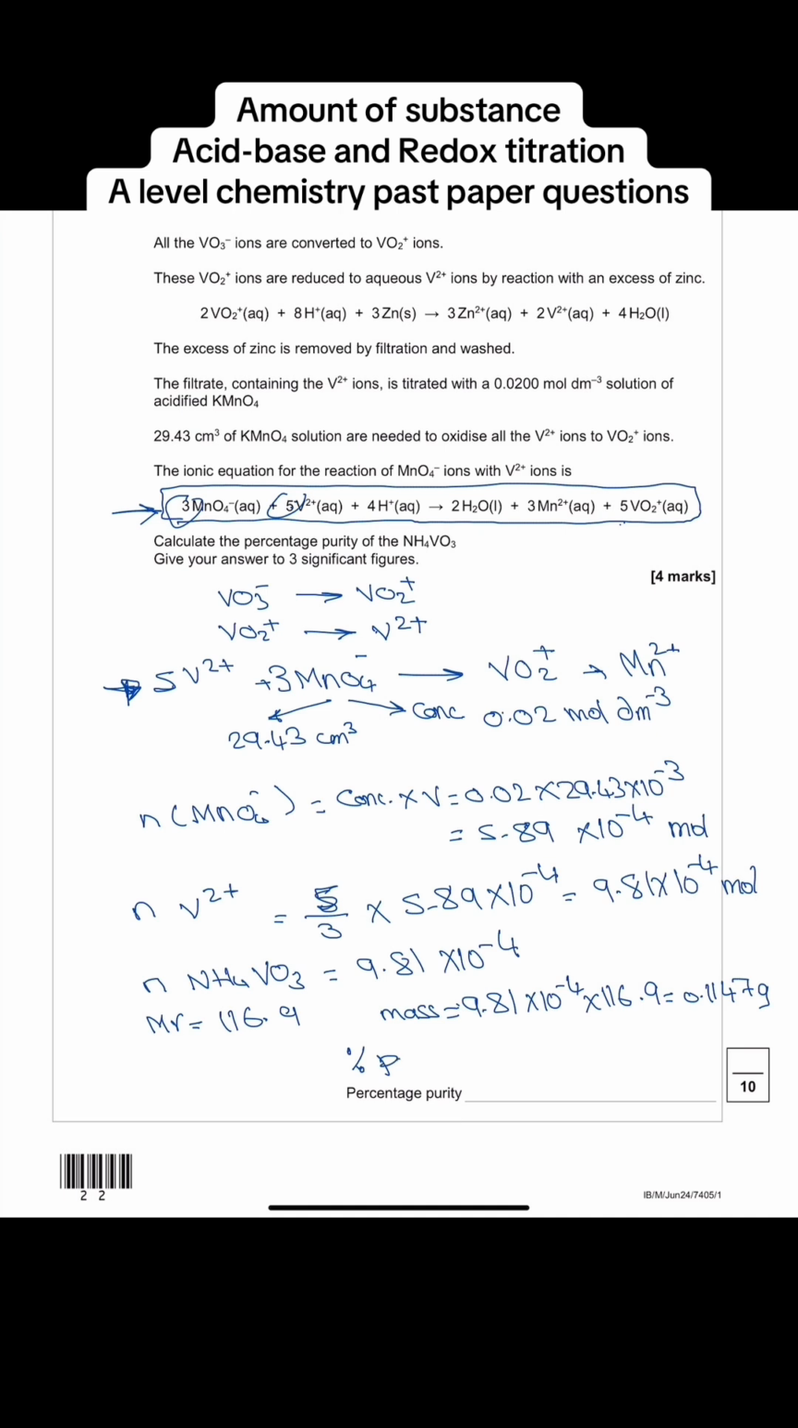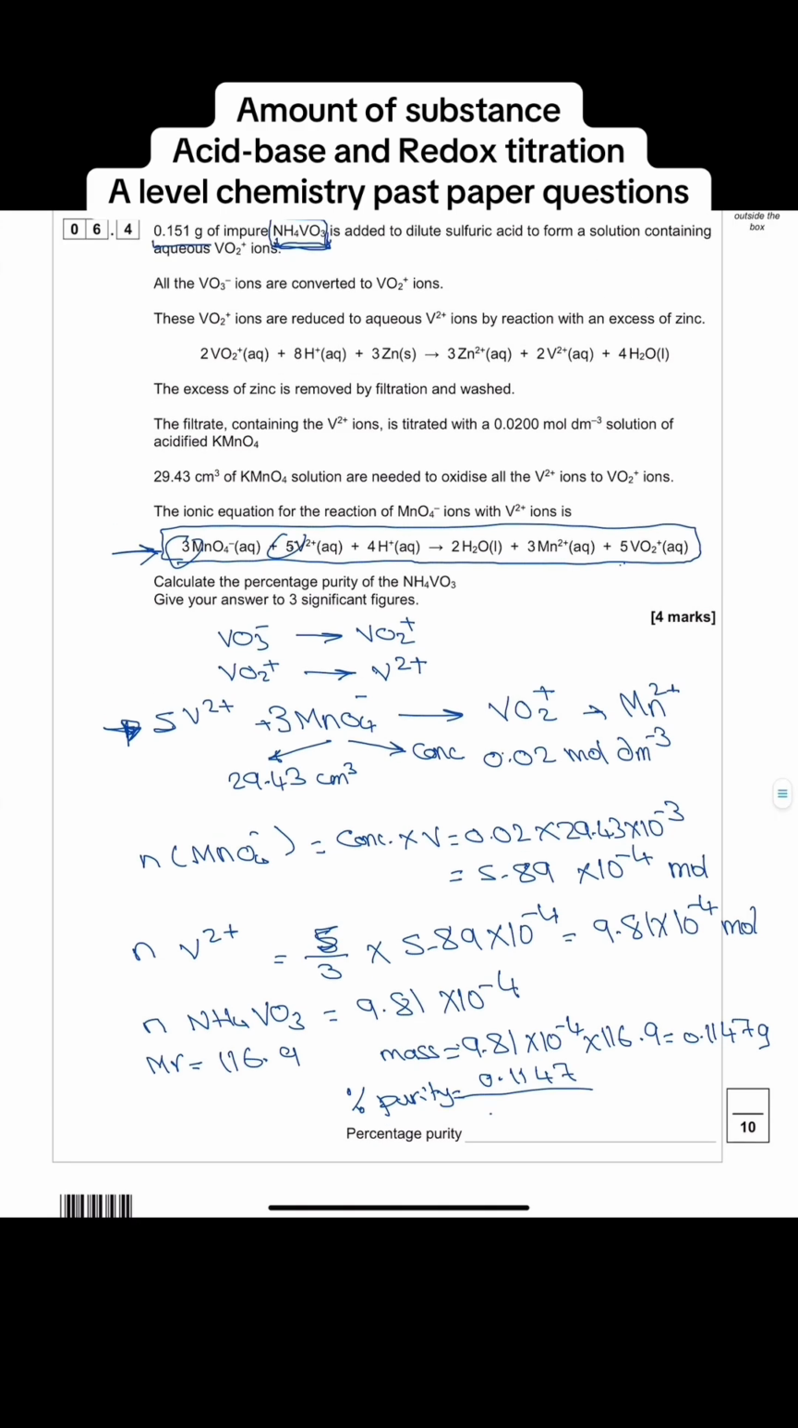So percentage purity will be this value we found, the amount we found, 0.1147 divided by the total mass of the sample, which is 0.151, times 100, and that gives you 76%. And they said give it to three significant figures, so it's going to be 76.0%.